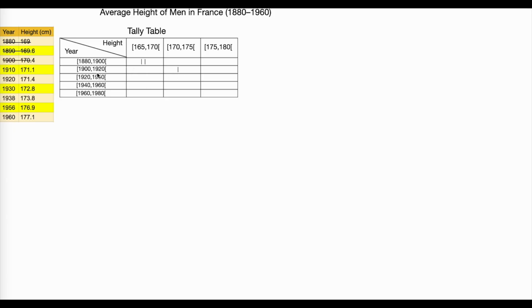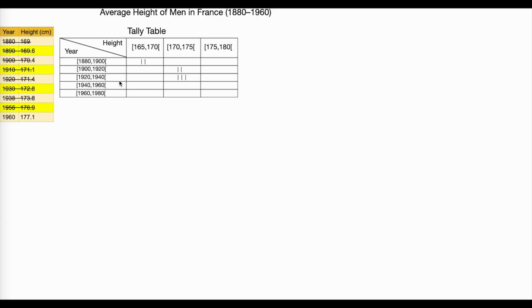Then 1910, it's going to be still within here. We're at 171, so we put another 1 right there. Then 1920, it's 171. 1920 is down here. 171 is right here. Then 1930, we have 172.8. 172.8 is right here as well. Then we have 1938, which is still in this row, 173.8. 173.8 is within this realm right here. Cross it off, put another 1 right there.